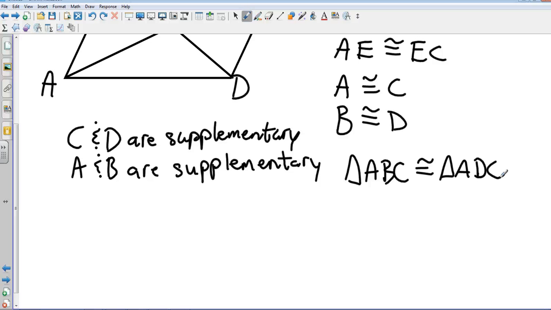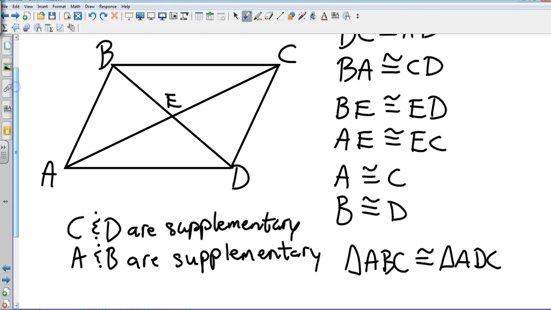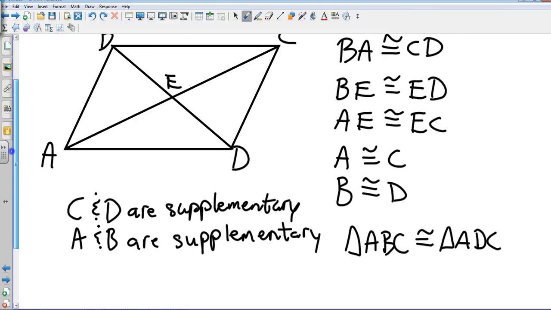Don't ask me a what if. Anything else? Okay, go ahead. Yeah, that's kind of an indirect one. All right. B and C are also supplementary, because they are consecutive. If we flip this over this way, they would be consecutive. So B and C and A and D.